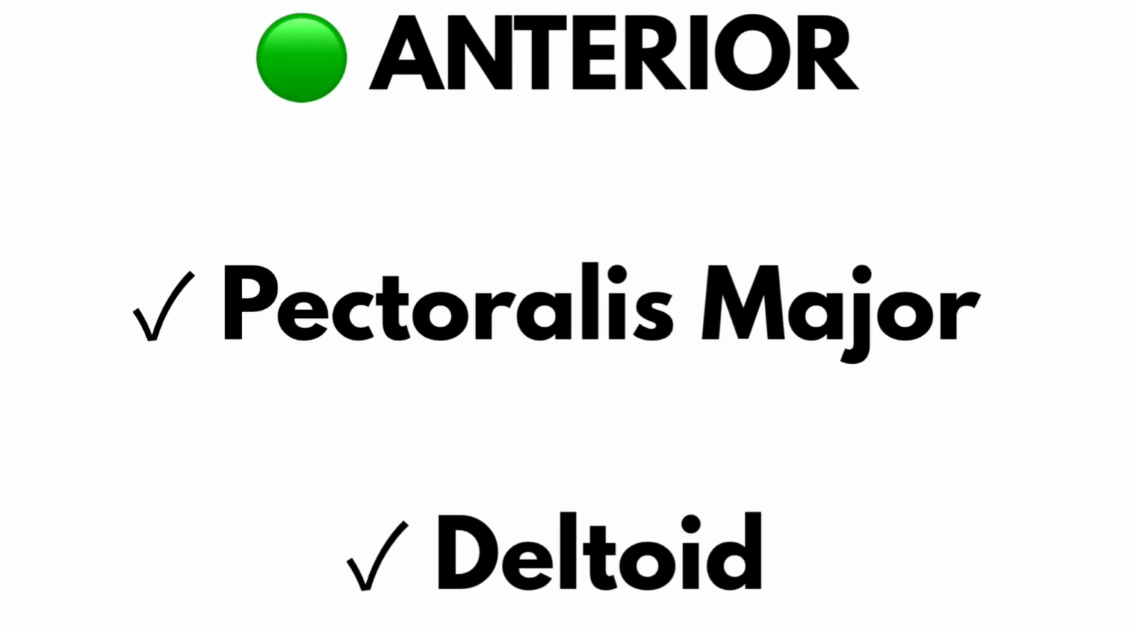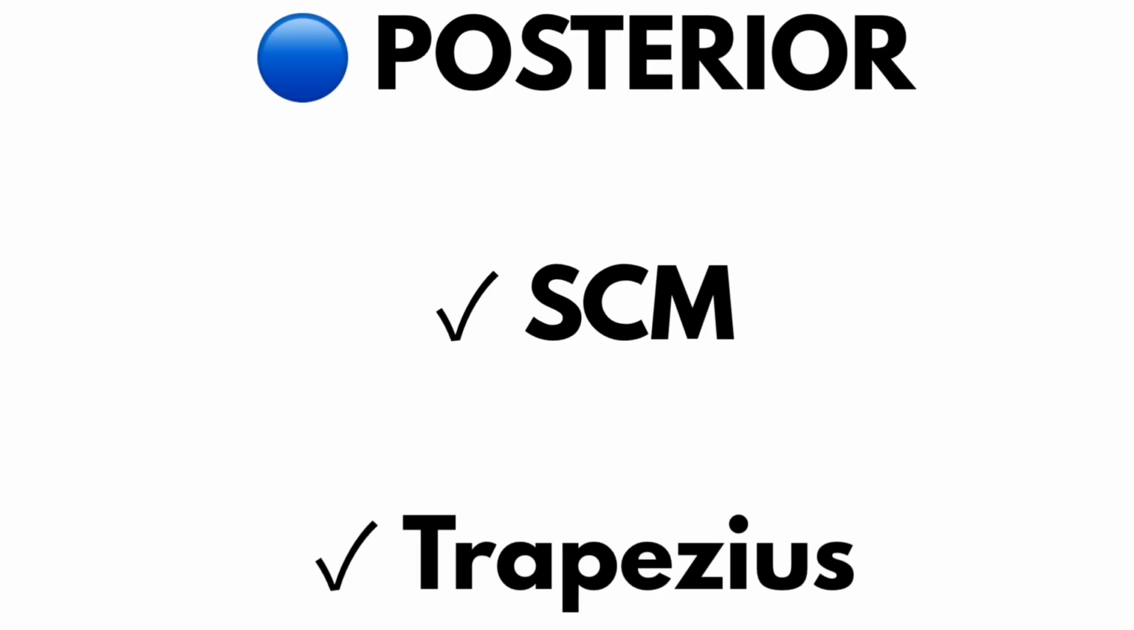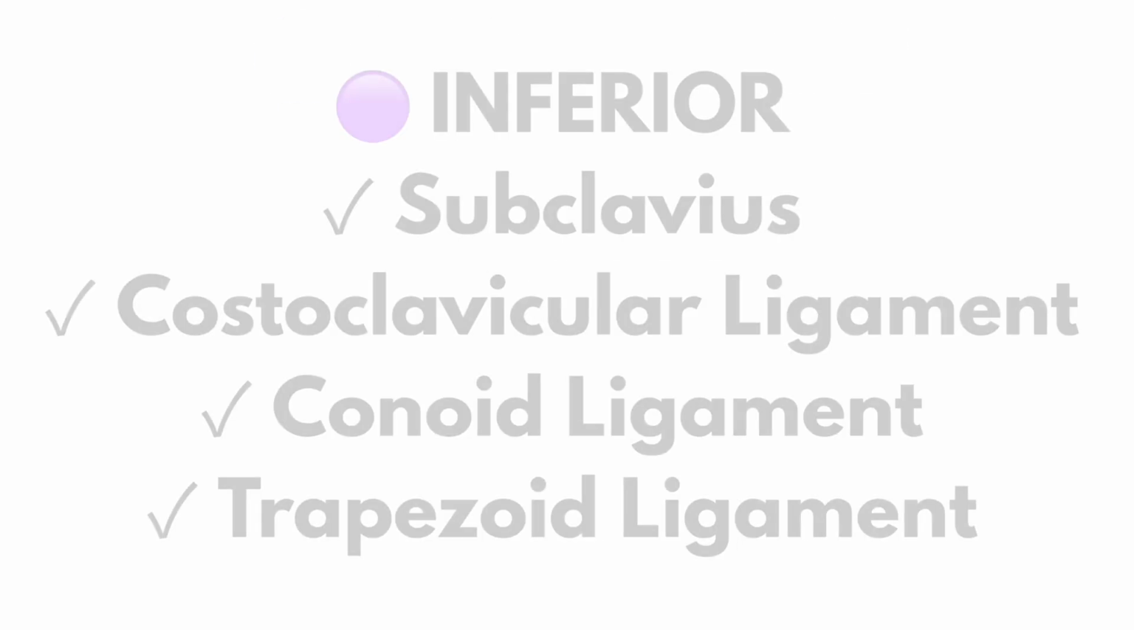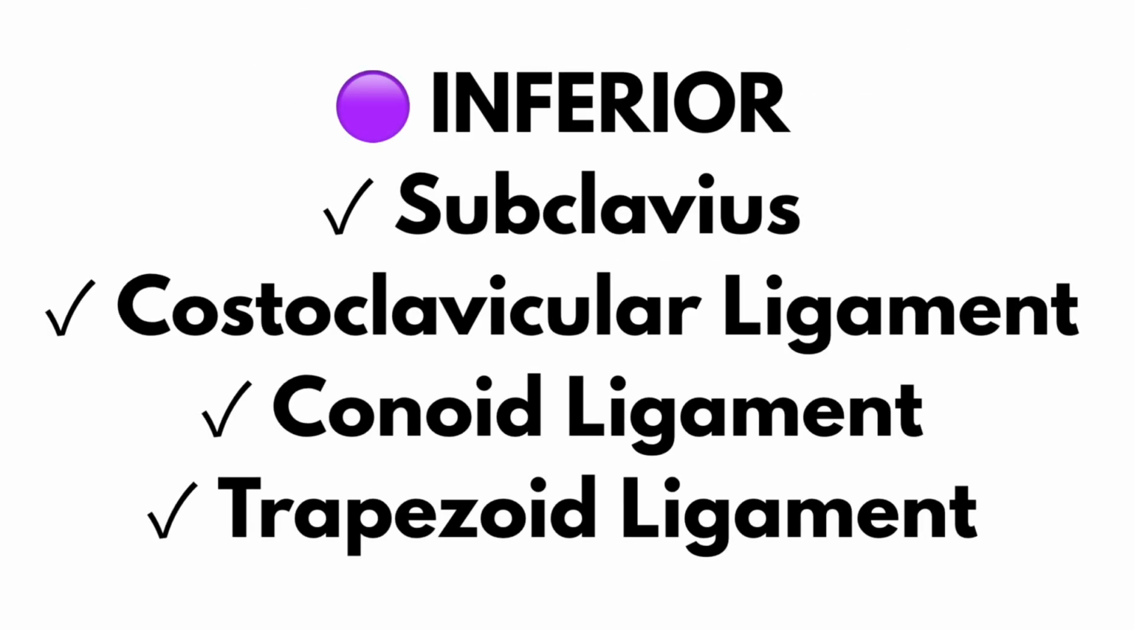Remember the clavicle in 3 surfaces: anterior, posterior, and inferior. Once you know the surface, locating every muscle and ligament attachment becomes much easier.